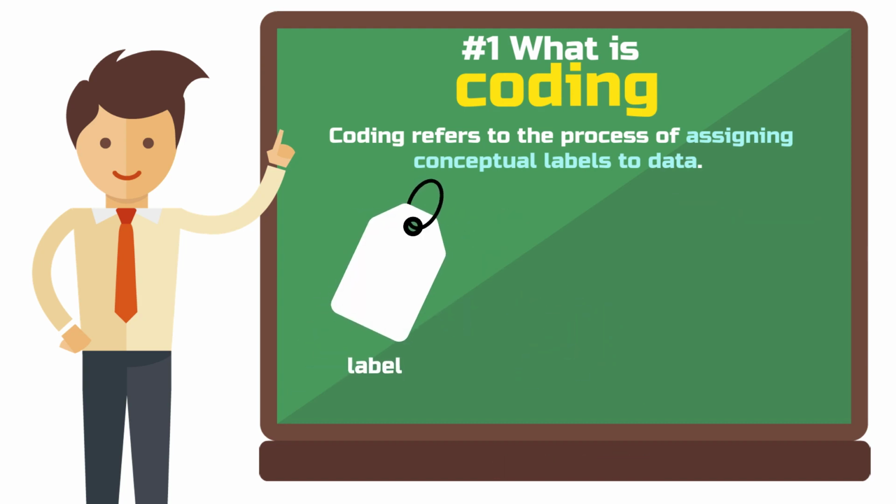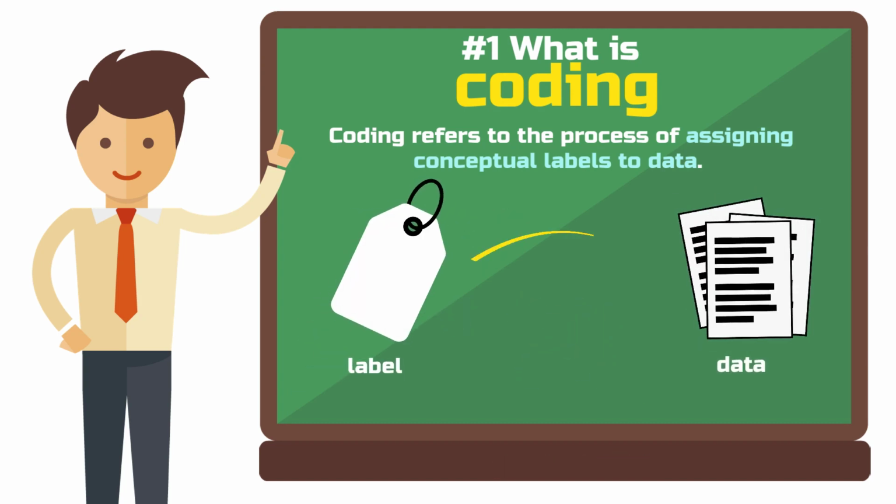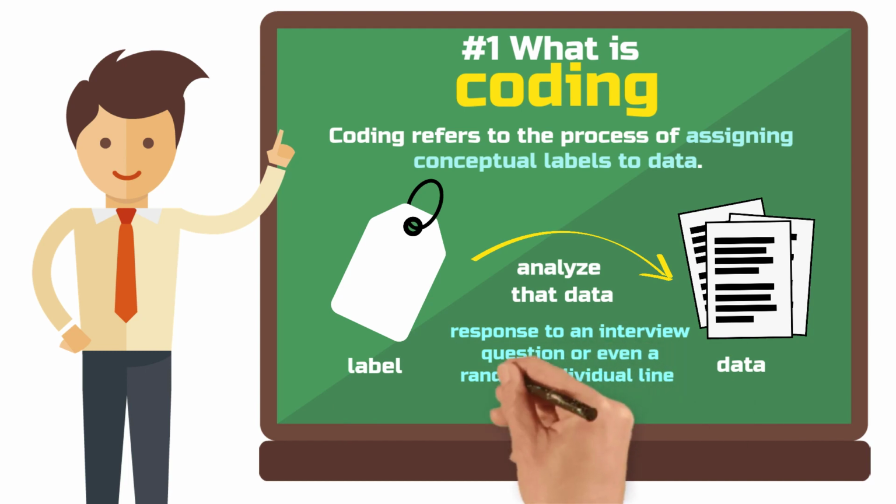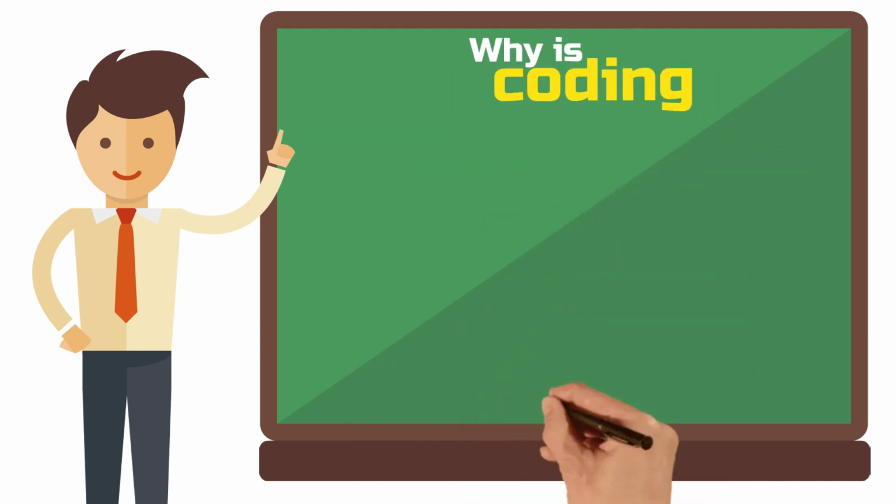When you assign a specific label to a specific set of data, you begin to analyze that data. A set of data could be, for example, a response to an interview question or even a random individual line in your transcript. Now, why is coding useful?